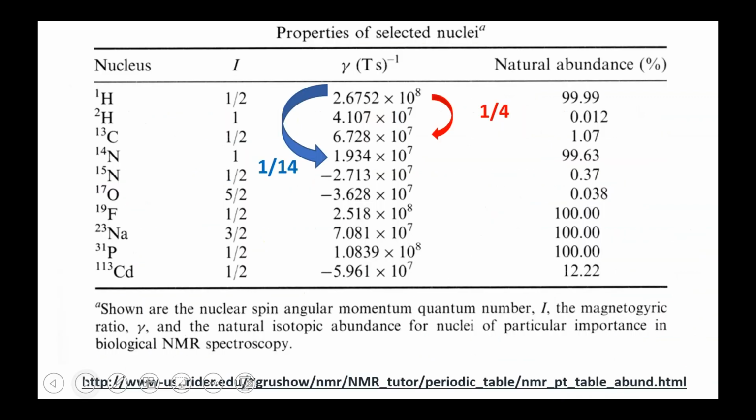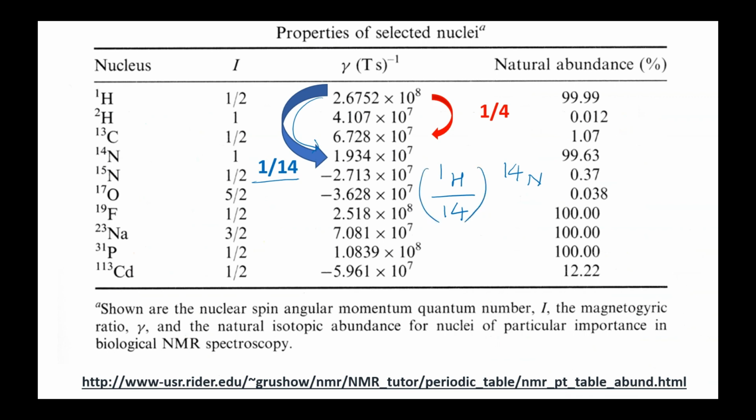Okay. What else can be done? You can see that the proton is 26.7 times 10 power 7 and carbon is 6.7, so the ratio is 1 by 4. When I compare the proton and nitrogen, it is 1 by 14. So if proton is given and they're asking for nitrogen, what will you do? You will divide the proton frequency by 14. Finish. Very simple. Just the proton frequency divided by 14.